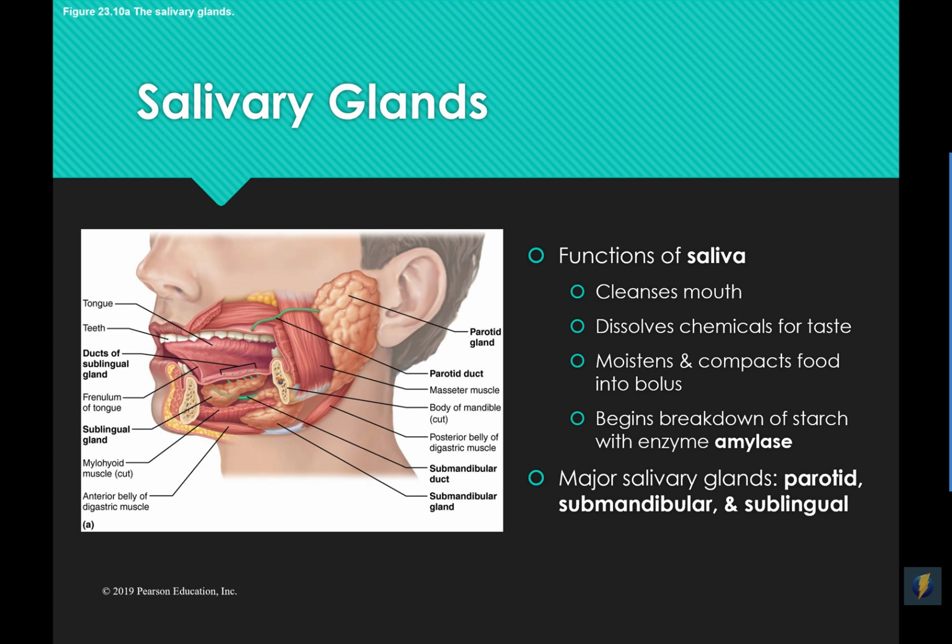Saliva is actually very multifunctional. It helps cleanse your mouth. It helps dissolve your food so that you can actually taste it. In order for us to taste things, it has to be dissolved in something. It also helps to moisten your food, compact it all together. And again, as I mentioned earlier, it does begin that starch breakdown because it does contain that amylase protein.